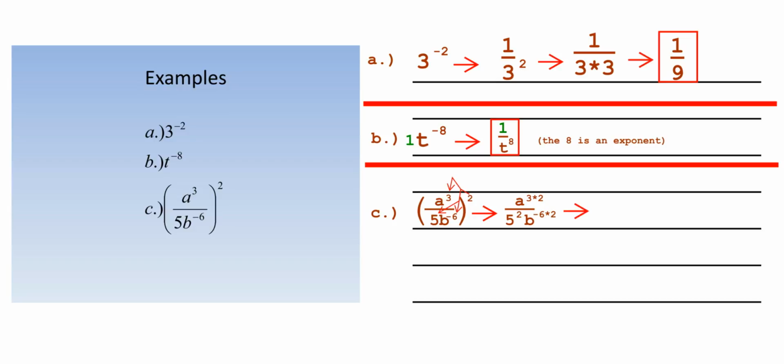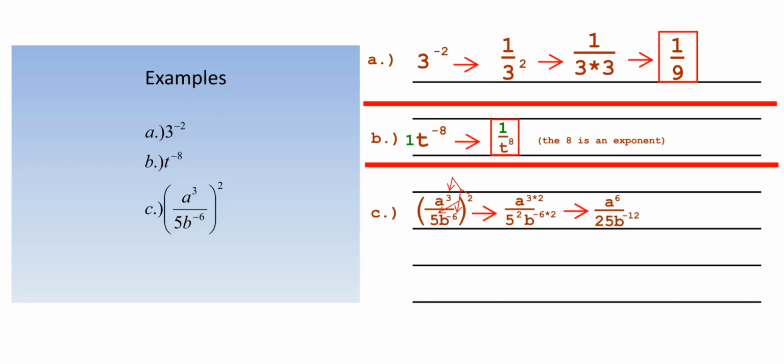Okay, so let's simplify this. A to the 3 times 2 gives us 3 times 2 is 6. 5 squared, 5 times 5 is 25. There we go. Negative 6 times 2 gives us negative 12. Oh great, there's a negative there. So we've got to simplify one more step, right? Oh, not a big deal.